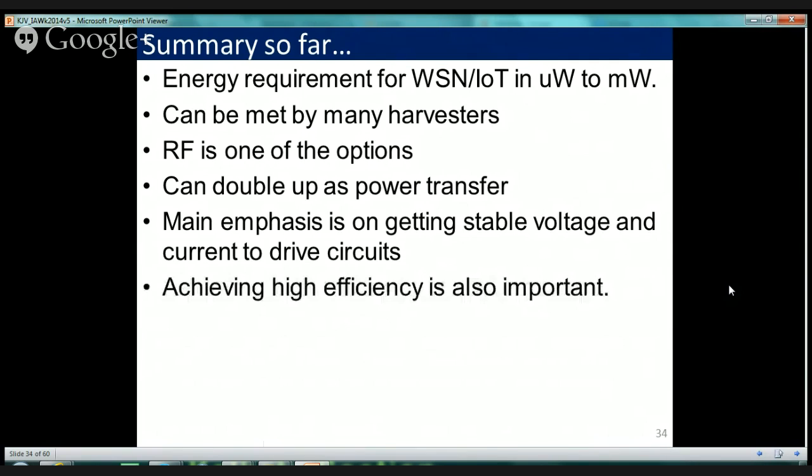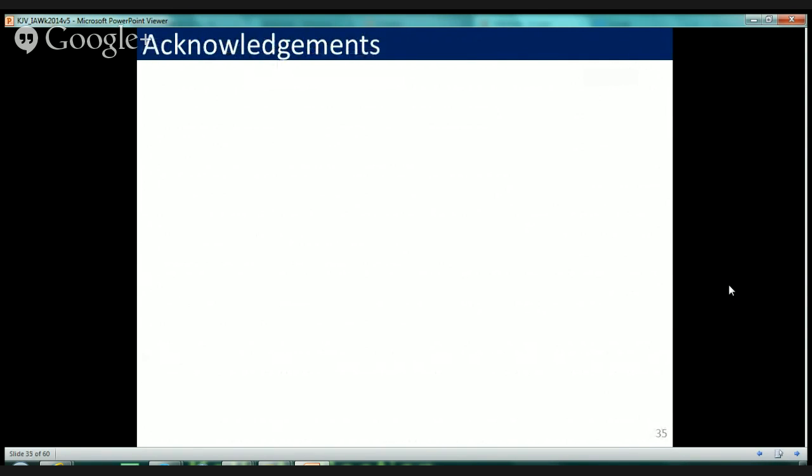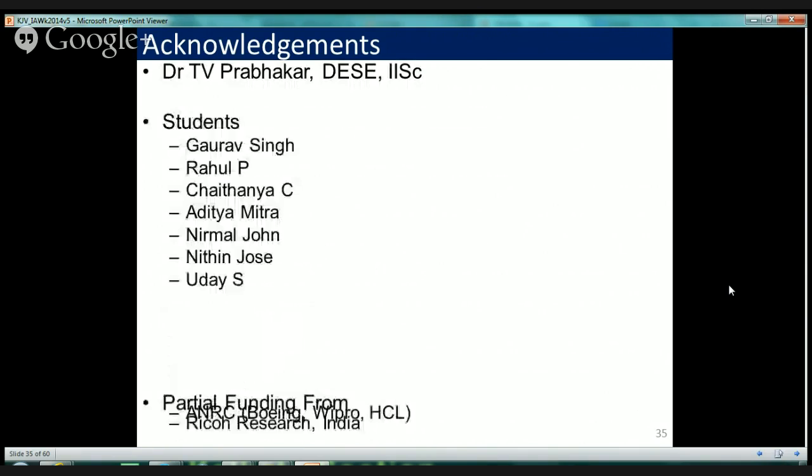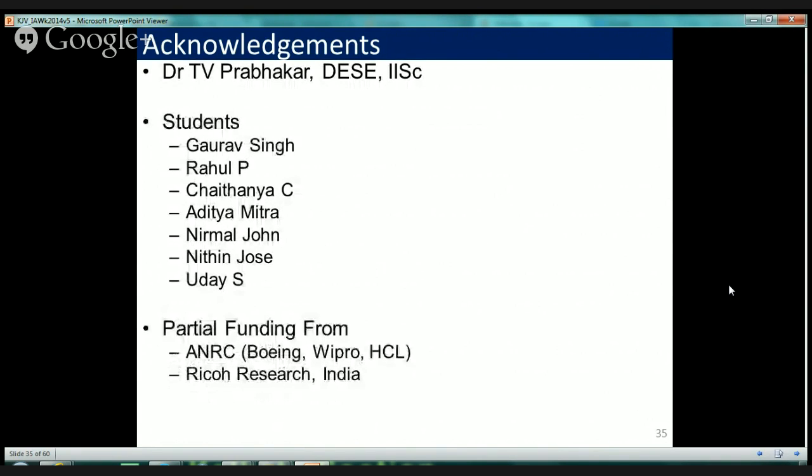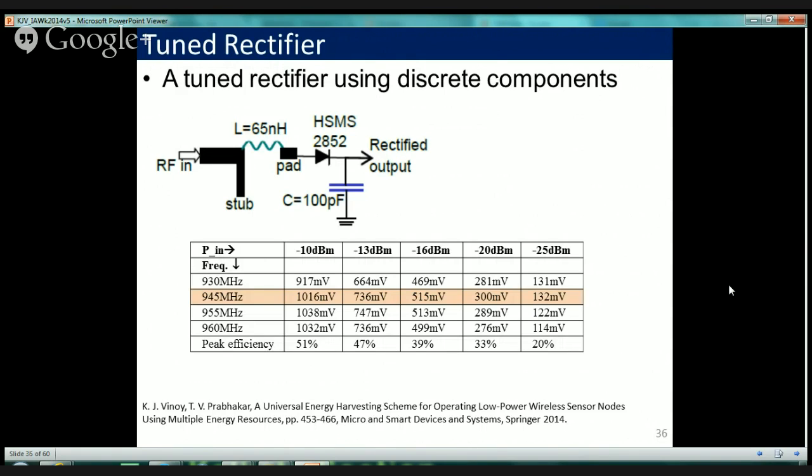So let's look at what we have done in that context. I worked with one of my colleagues, Dr. Prabhakar, and several students over the last 5 years or so. These are all MTech students, by the way, not PhD students. I had some funding from a consortium called Aerospace Network Research Consortium, and recently a small funding is also coming from RICO Research to look at this topic. The circuit that the first batch of students did was essentially like this.